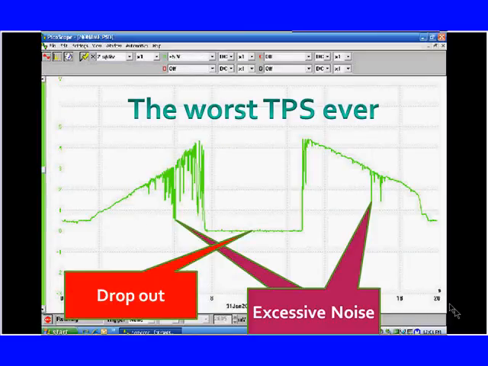This is the worst ever TPS. It had a dropout in the middle. It had all kind of erratic noise. It failed emissions miserably. It had low power, would not accelerate. Why is that? Because as you tried to accelerate and you got the wide open throttle, it went back to idle. It totally confused the PCM. One wonders how long it would take before somebody spotted this. It had to be going bad long before it got this bad. But this is the kind of information we can see on potentiometers.